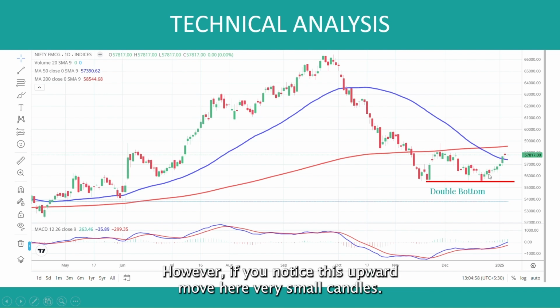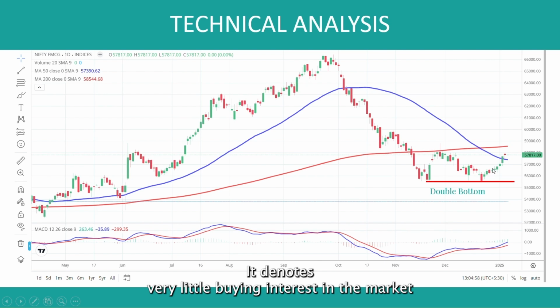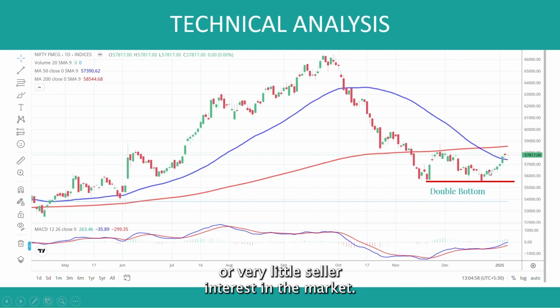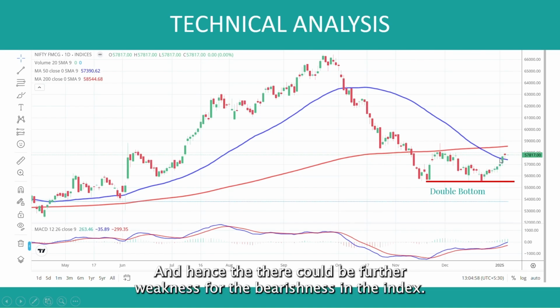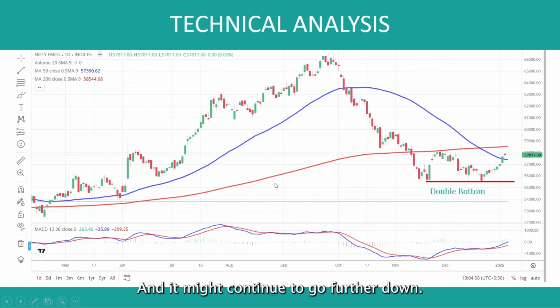However, if you notice this upward move over here, very small candles, right? It denotes very little buying interest in the market or very little seller interest in the market. And like I said, this could just be a simple pullback from a downward trend, and hence there could be further weakness, further bearishness in the index, and it might continue to go further down.